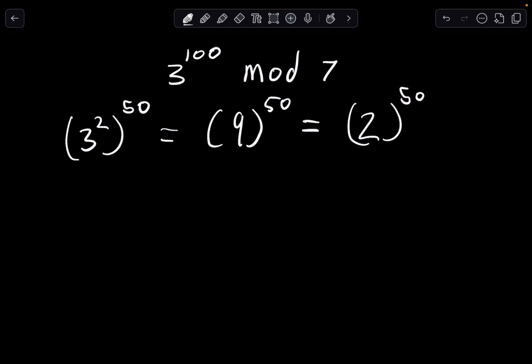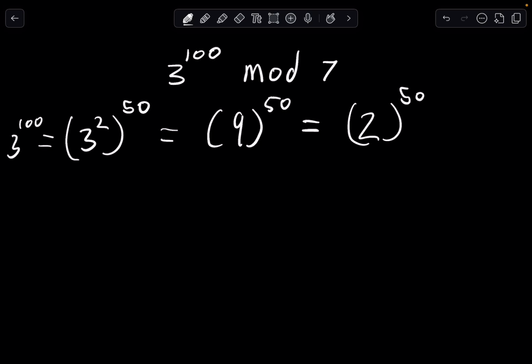And the reason, actually, I didn't go over this before, but the reason that we are able to do 3 squared to the 50 is because when you have an exponent in parentheses like this, and you raise it to another power, these powers multiply. So this is actually also congruent to 3 to the 100, which I should have explained earlier, but it's okay.